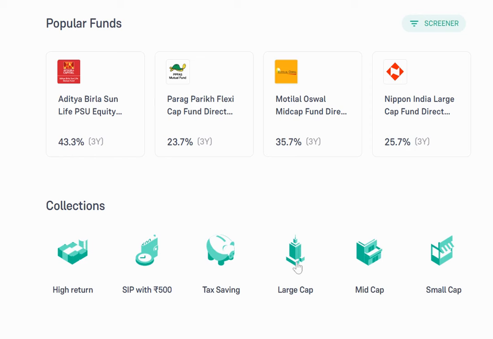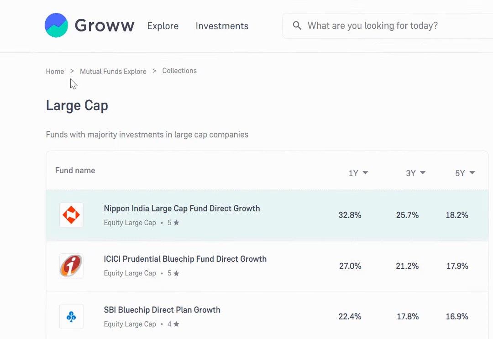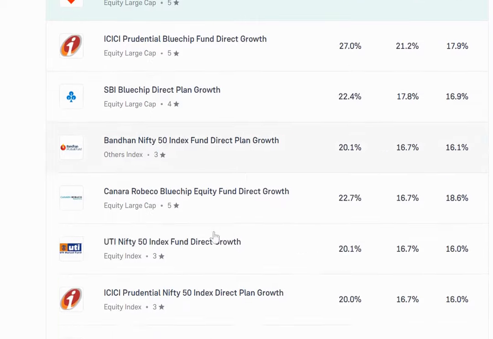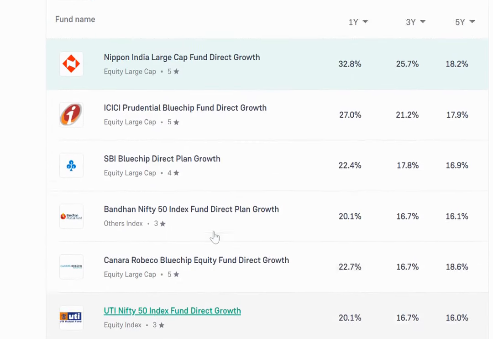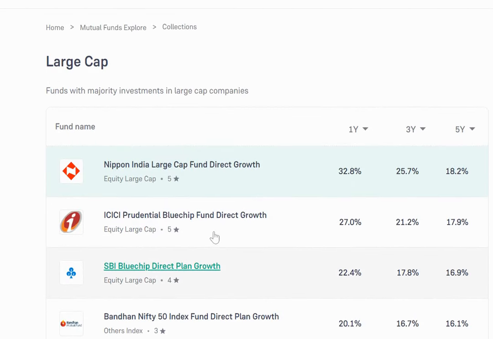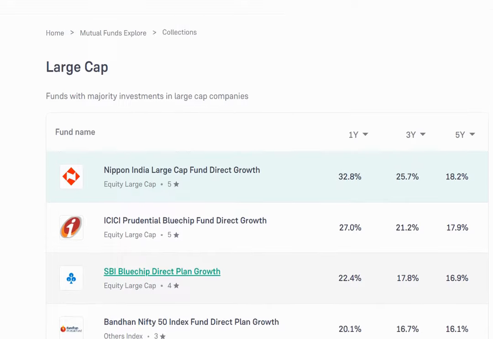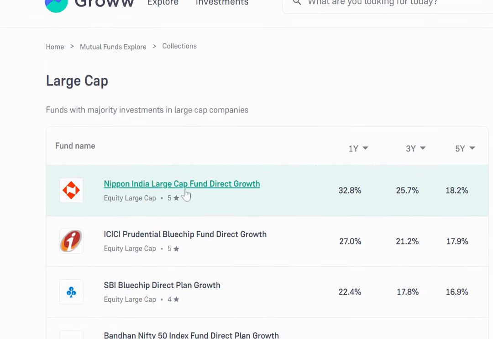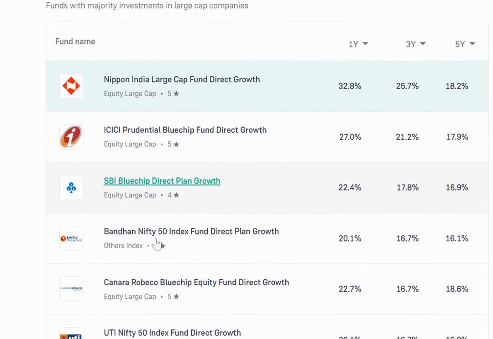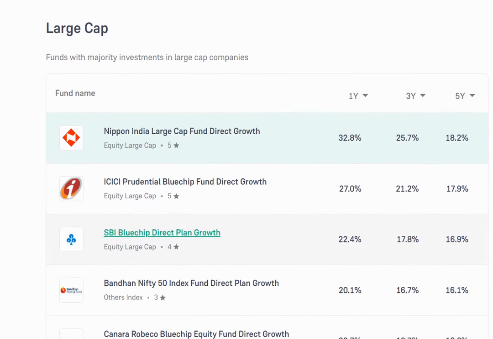So let's go into one of the mutual funds. I'm selecting the large cap mutual funds. Here you can see the list of different kinds of large cap mutual funds available in this broker. I'm using Groww brokerage, so I'm showing you the demonstration in that brokerage. Nippon large cap funds are there, ICICI large cap funds are there, SBI and different other large cap funds are there.